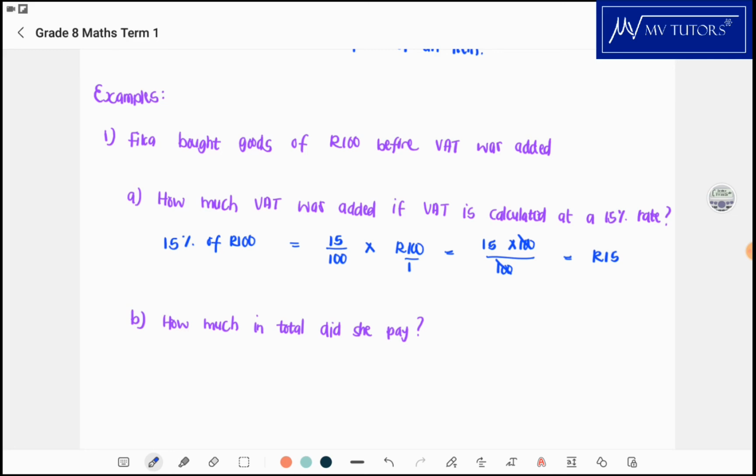Now, how much in total did she pay? In this case, Figa is a girl. My sister-in-law's name is Figa, so we'll just say Figa, the girl. How much in total did she pay? Well, you have 100 Rand plus the 15 Rand, inclusive of VAT. So in total, it is 115 Rand. All right, so this is how we deal with VAT.